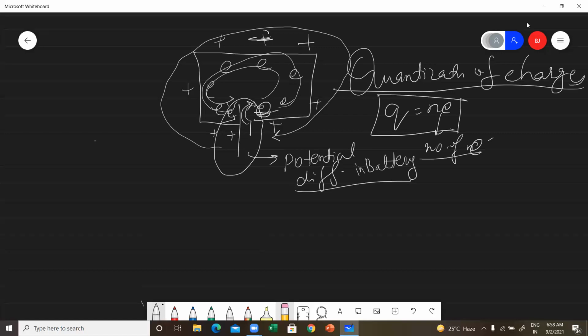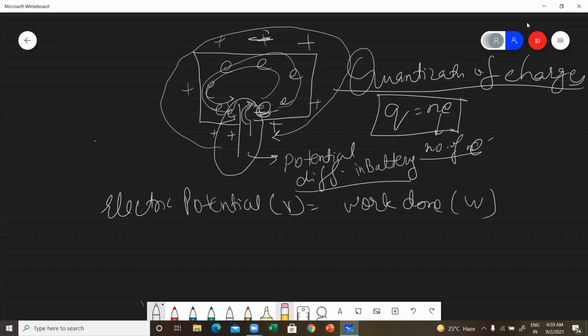Similarly, how much work the electron has done to pop out from the negative terminal is the potential of the electron. Because of that reason, in class 10 you have also studied that electric potential V is equal to work done W upon the test charge Q naught.